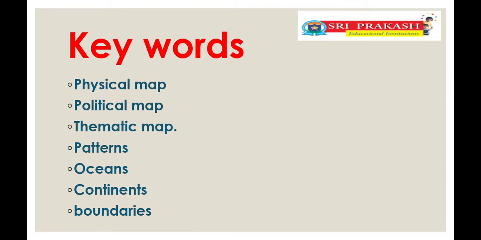From this chapter, children, you will learn the following keywords. What are the keywords? First one, physical map, political map, thematic map, patterns, oceans, continents and boundaries.